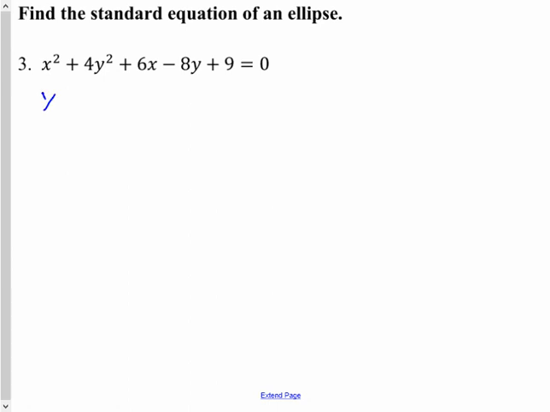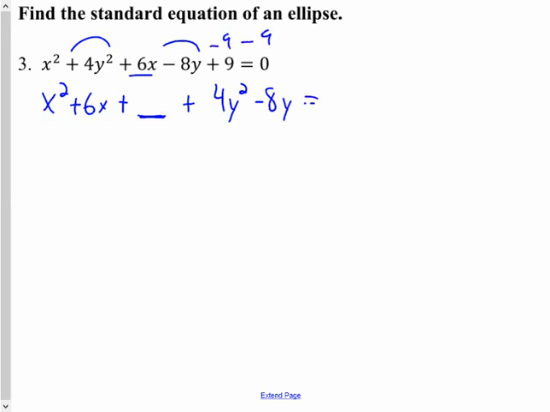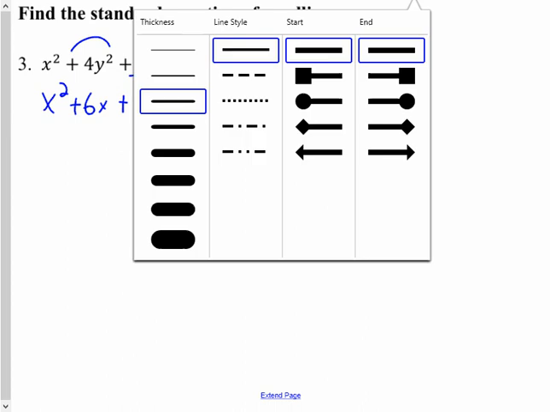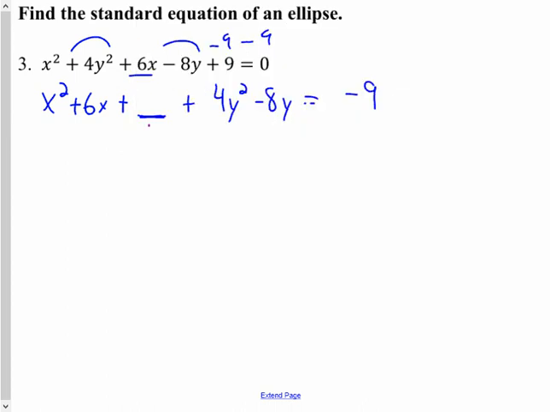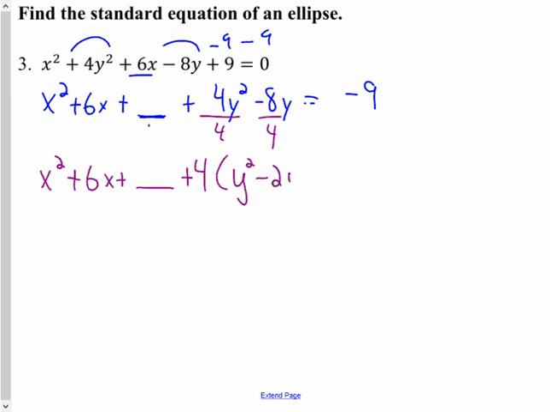So we need to organize x squared and its pieces, and we organize y squared and its pieces. And then we always shift the constant to the other side. Now normally we're completing the square. However, this piece needs us to greatest common factor out a 4. So we will do that. And then we're going to have plus 4 parentheses y squared minus 2y plus blank equals negative 9.